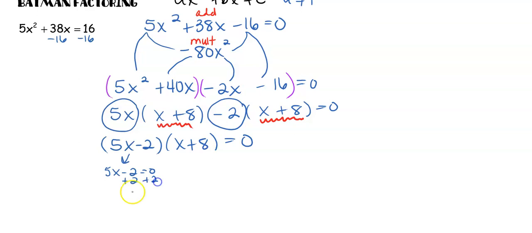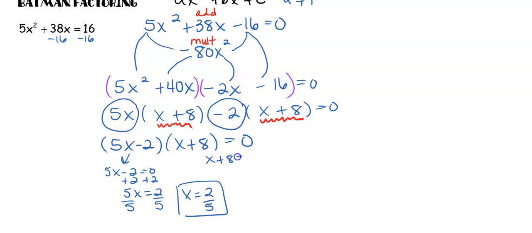We move our 2 over, we divide by 5, and we find that x is equal to 2/5. Our second piece, we have x plus 8 equals 0. We move our 8 over, or x is equal to a negative 8.